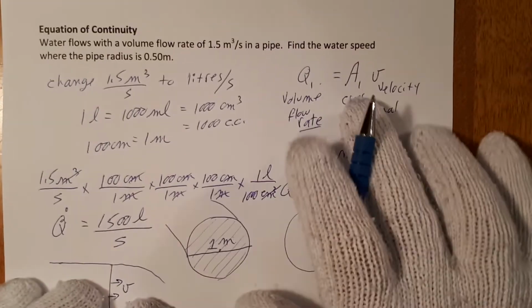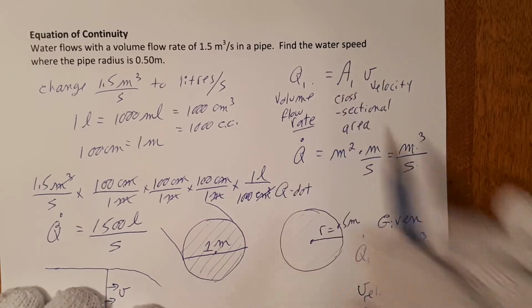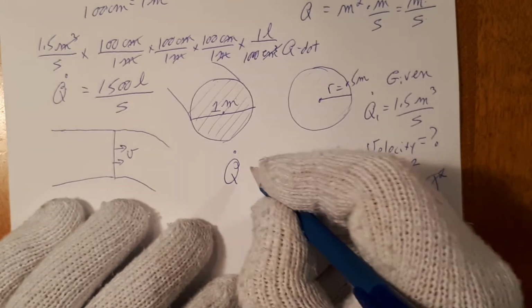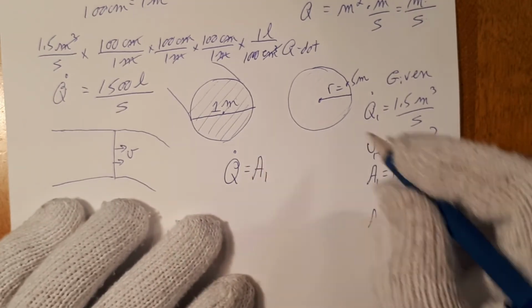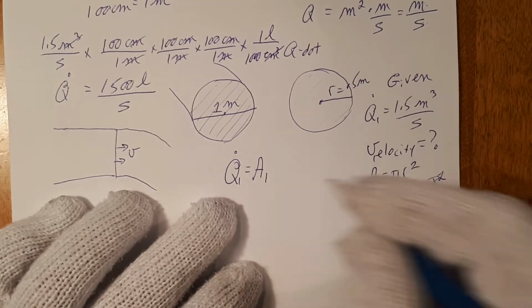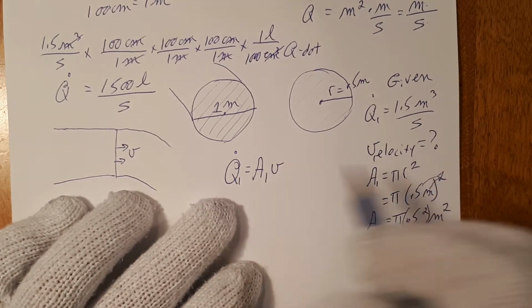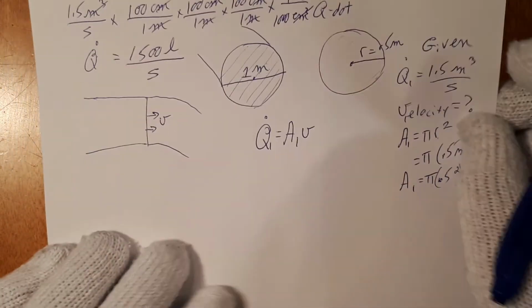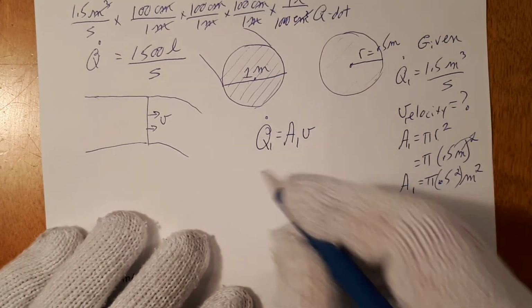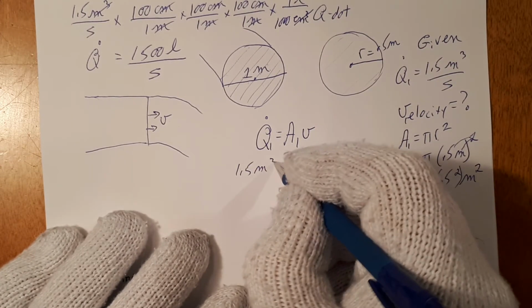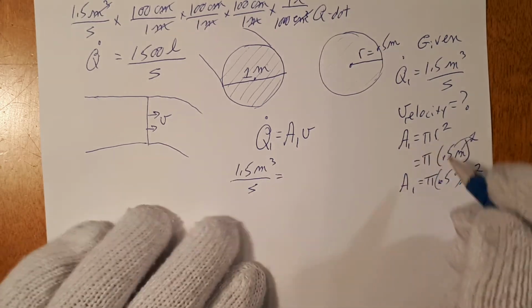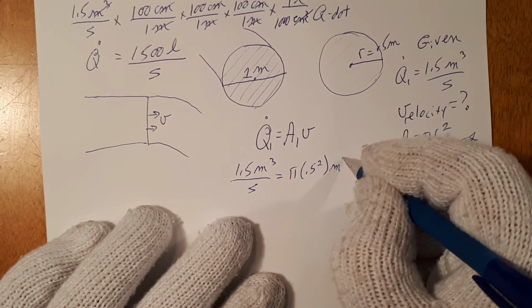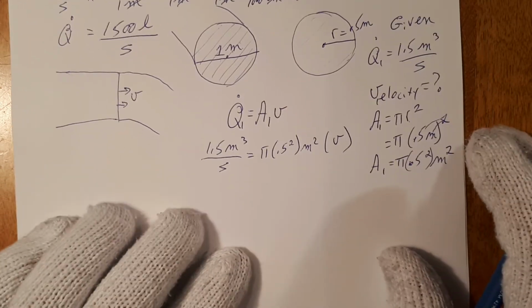Our equation of continuity, right here. Volume flow rate Q dot is equal to the cross-sectional area, in this case we're going to call cross-sectional area 1, times the velocity of that fluid, in this case being water, that is exiting the pipe. Putting in the numbers now, we know what the volume flow rate is, 1.5 cubic meters per second. We know what the area is, pi times 0.5 squared, meter squared, times the velocity, which is what we want to find.